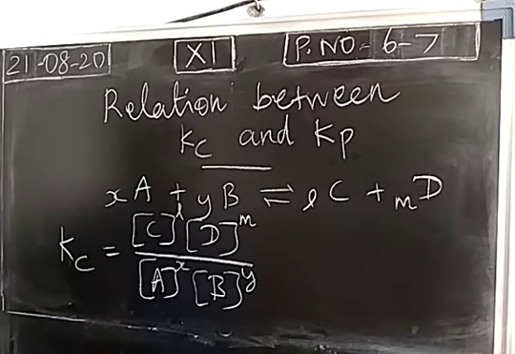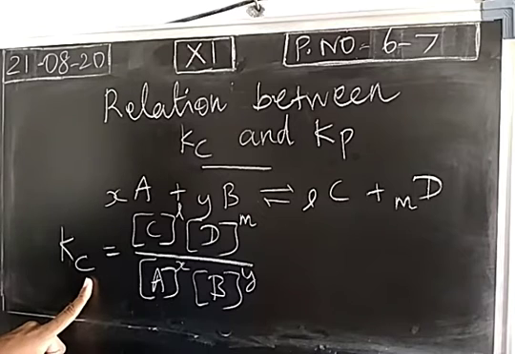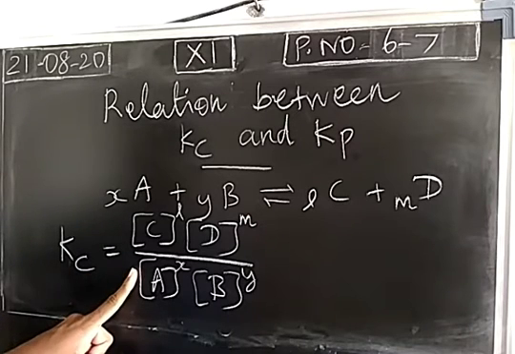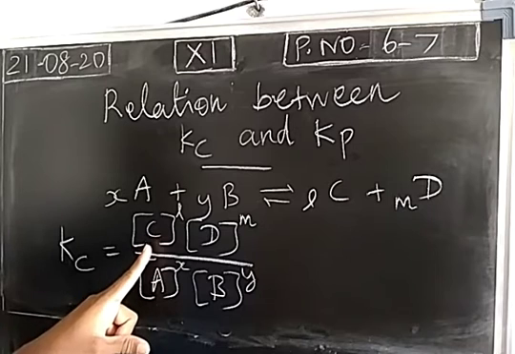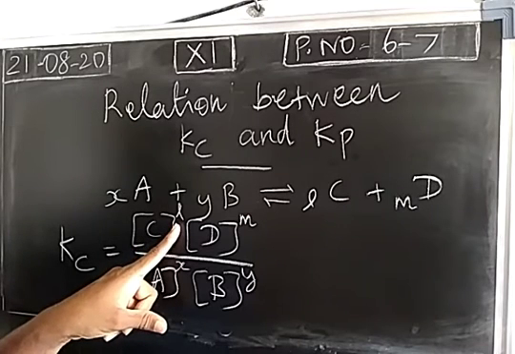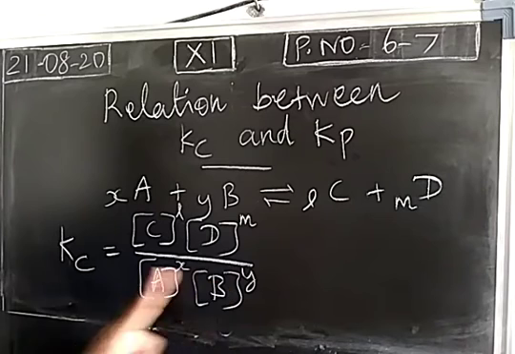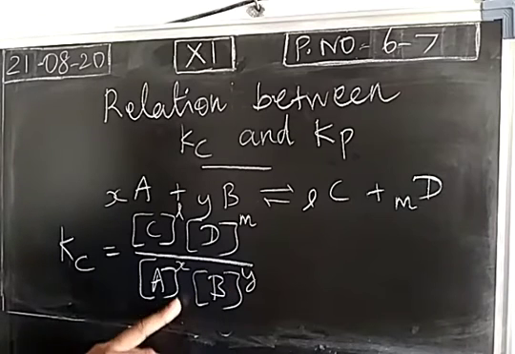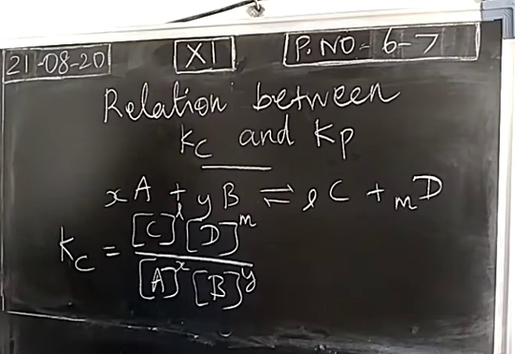So equilibrium constant is written in terms of active mass or molar concentration, which is defined as the ratio of the product of molar concentration of products raised to certain exponential powers to the product of molar concentration of reactants raised to certain exponential powers. These are the stoichiometric coefficients in the reversible reaction. Right. So equilibrium is reached. We have written equilibrium constant in terms of molar concentration or active mass.